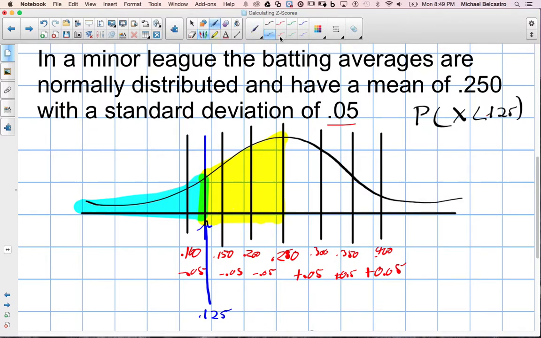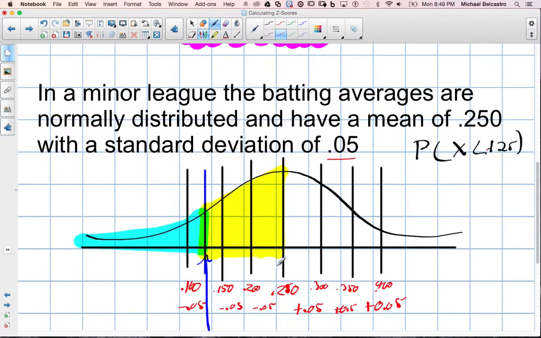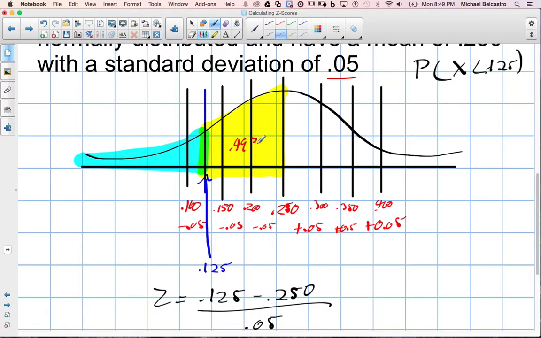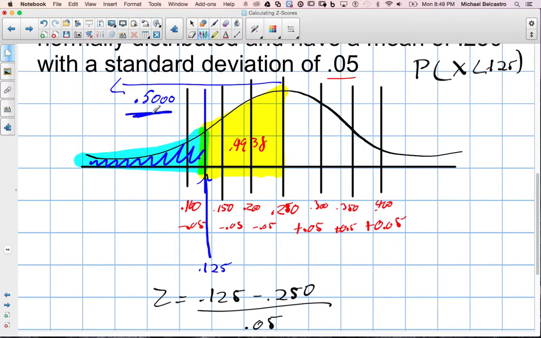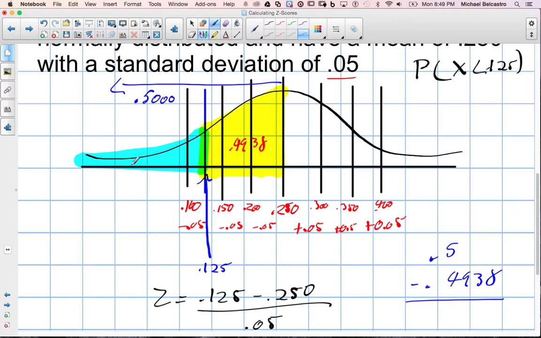So they've just found 0.4938. 0.4938 represents everything in yellow. And technically, all the way to here is represented by 0.5000. You could write many zeros, but in other words, half. So in order to find this little tail here, we've got to cut all of this off, which is that number there, 0.4938. So we take 0.5 and subtract 0.4938 from it. And that's going to tell us what was left at the end.